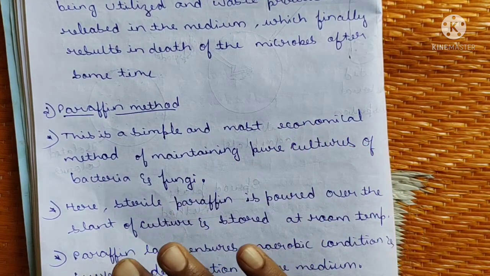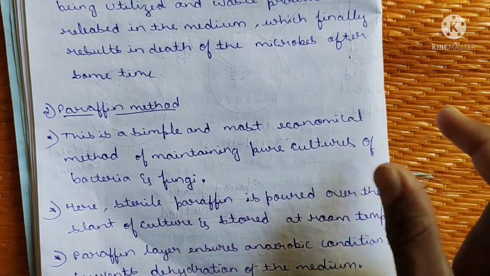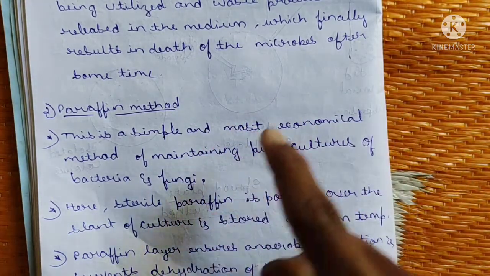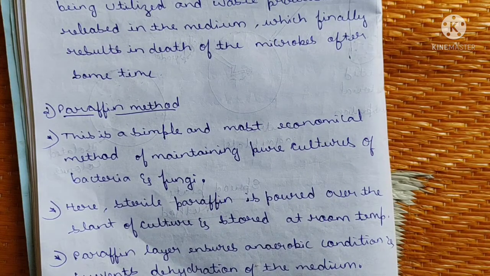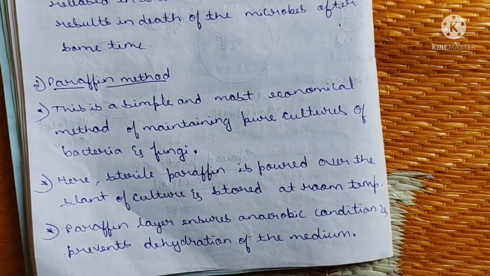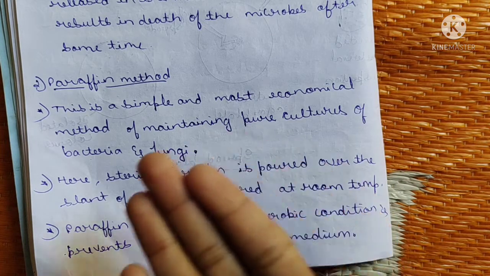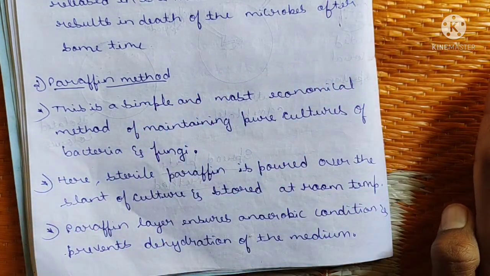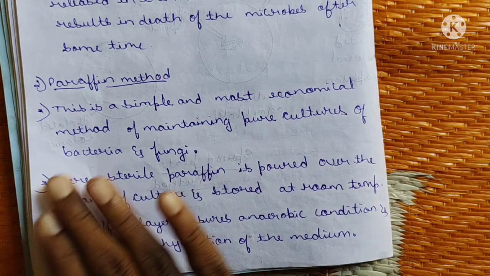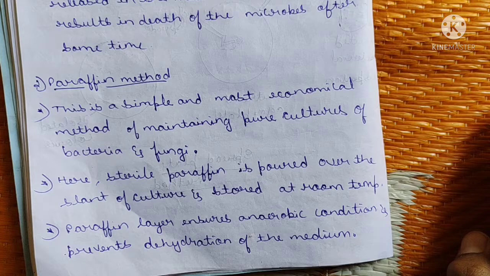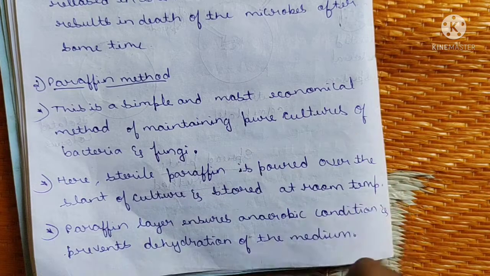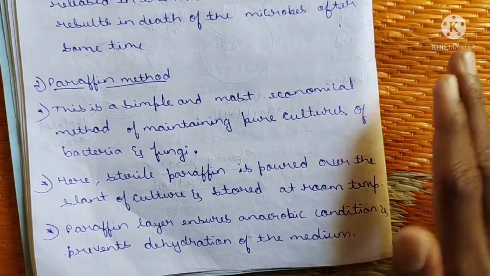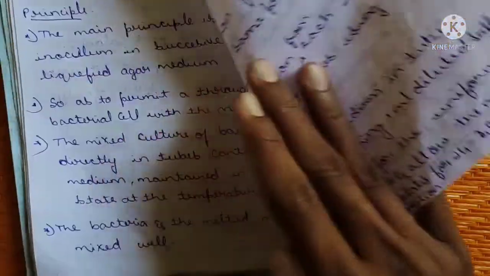Sterile means the paraffin is free from microorganisms, and it should be poured over that pure culture plate. We have to store it at room temperature. The paraffin layer encloses anaerobic conditions and prevents dehydration of the medium. That white viscous paraffin layer forms a layer over the microbes, and it helps to preserve the pure culture from any dust particles or any other type of microbes. Why? Because it covers the pure culture with a layer.